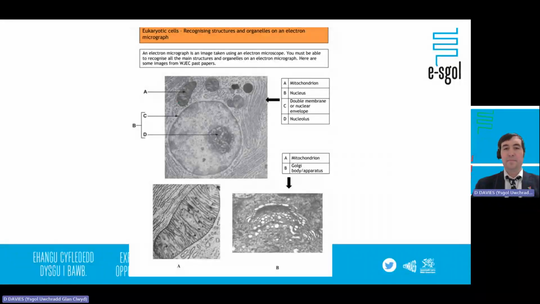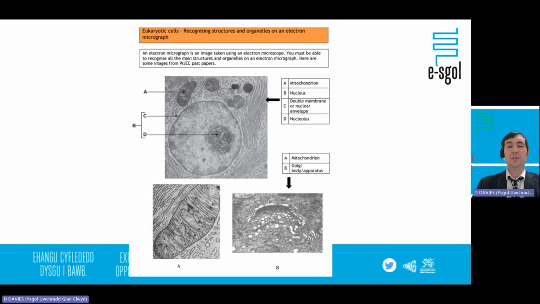Now annoyingly, this one is also mitochondria, but this one is cut across. This has been cut through the middle, so you're looking down the length of it. This mitochondria here, you're looking across the top of it. That one, you're looking down the length of it.